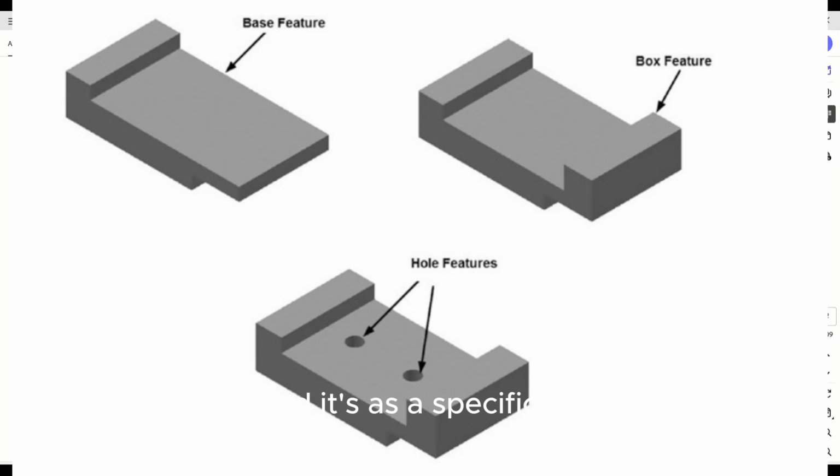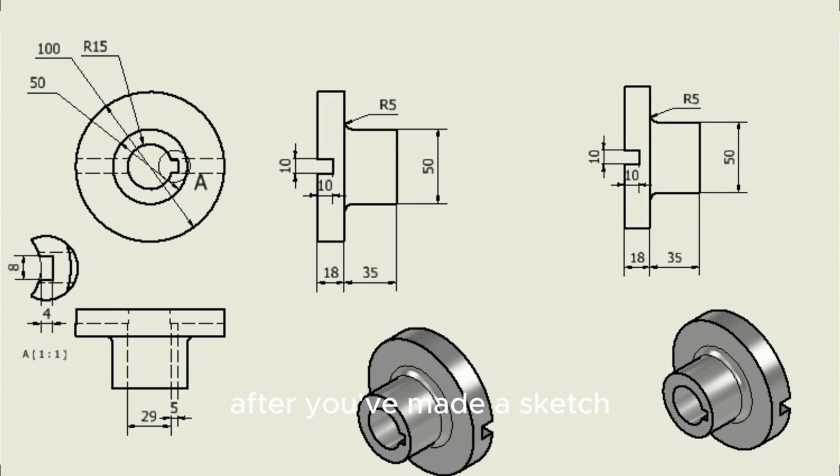And it has a specific process of making models in Inventor. The first is for you to make a sketch. After you've made a sketch, then you convert your sketch to a model, a 3D model. The subsequent features on that model will also be based on different sketches you'll be drawing on this model.